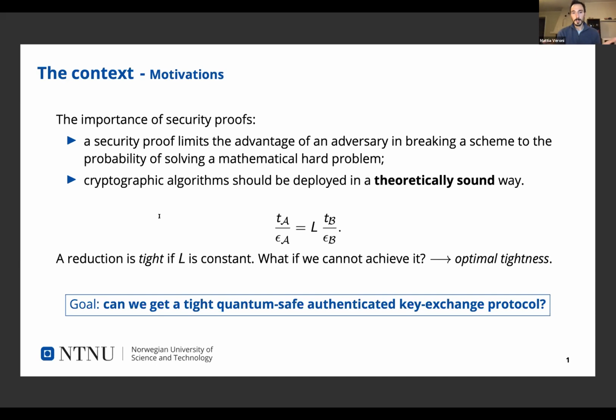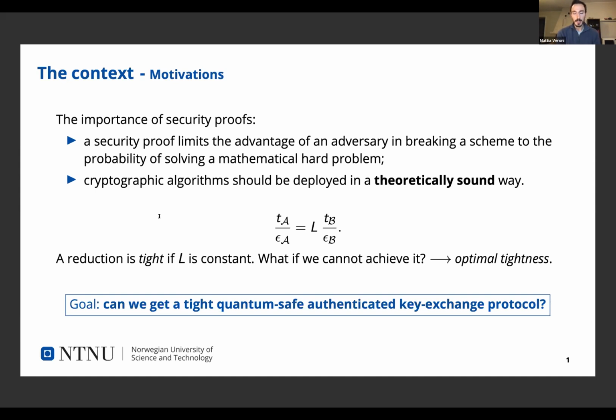But different security proofs have different qualities. So how do we measure the quality of a security proof? We look at the reduction, in which we turn the adversary into a mathematical hard problem solver. And we look at how much we lose in terms of efficiency of the algorithm of the simulator. So this is the formula we use to define the tightness loss every time we build a reduction. So how much we lose in terms of efficiency when we design the mathematical hard problem solver starting from the adversary. And if we get a constant L, then we have a tight reduction.